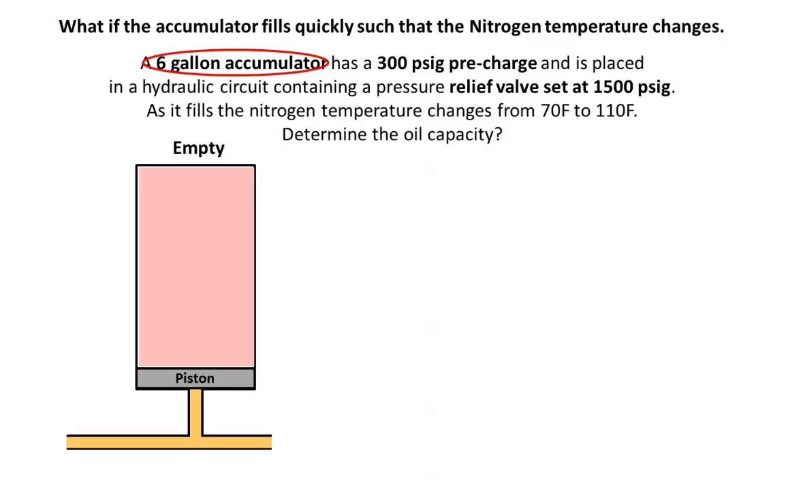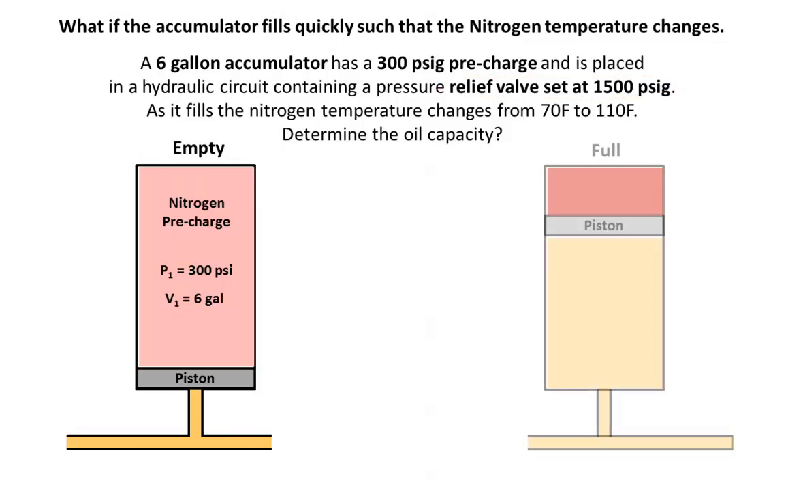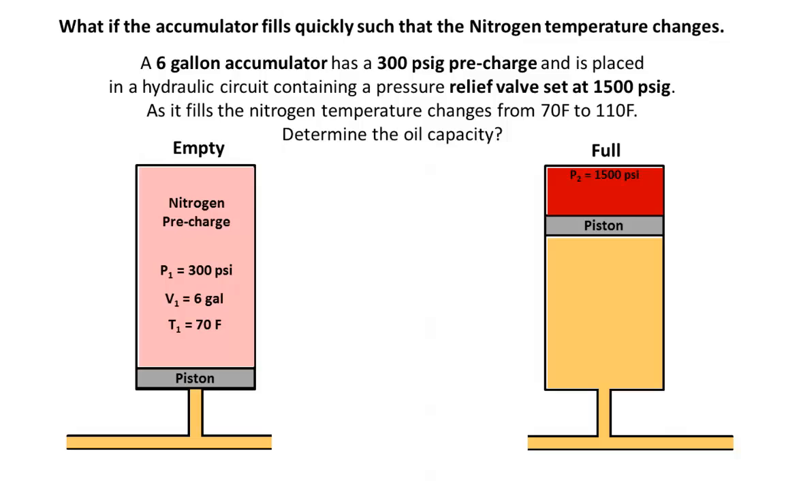Well, here's the accumulator. The 6 gallons is the volume of this nitrogen precharge, which is 300 psi. And the relief valve is set at 1500 psi, so that when that's full of oil, the nitrogen has compressed to 1500 psi. Now, as it fills, it does it so quickly that the nitrogen hasn't had a chance to cool off as it compresses, so the temperature changes from 70 Fahrenheit to 110. The precharge is 70 degrees Fahrenheit room temperature, and the compressed is 110 degrees Fahrenheit.